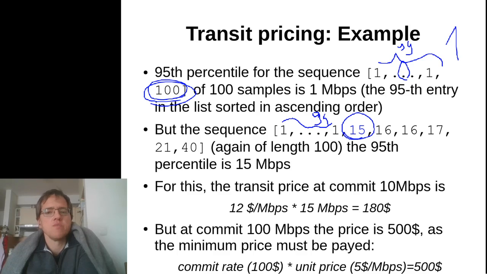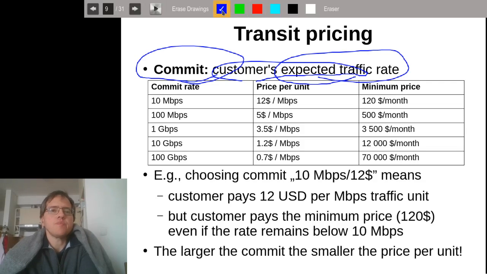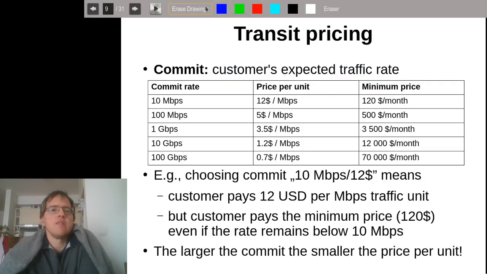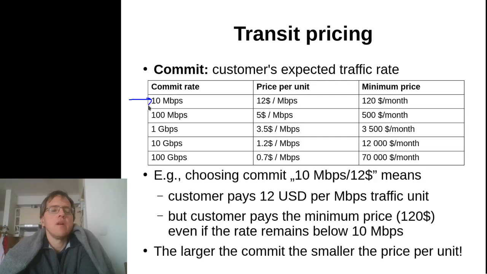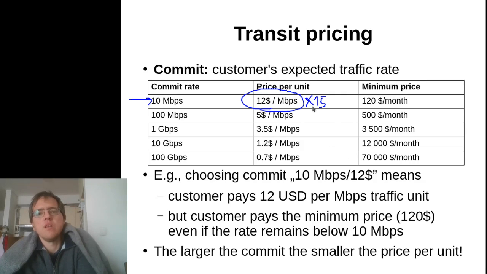How does this happen? This is fairly simple. Suppose first we need to know the commit. So suppose that the customer chose the commit of 10 megabit per second. We go back to our little table and we see that whenever the commit is 10 megabit per second, so we are here, then the price per unit is $12 per megabit per second. We just multiply it with the 95th percentile traffic rate to get $180 in total. Okay, so that's fairly simple. Just multiply the traffic rate with the price per unit and you get the eventual price.